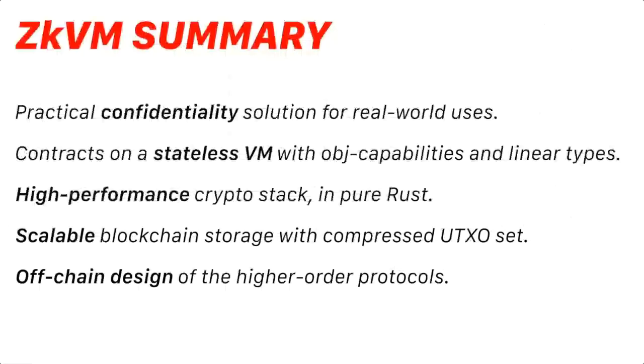We have covered a lot, so let's summarize. zkVM is a blockchain protocol with a practical confidentiality solution for real-world requirements. Its smart contract architecture is based around a lightweight stateless VM, where contracts follow the object capabilities pattern and assets are native linear types. The cryptography that we need is implemented in pure Rust, cleanly and with record-breaking performance. The design is scalable, transactions are compact, fast to create and verify, and the blockchain storage is compressible. The complexity of the higher-order protocols lies off-chain, removing unnecessary load from the nodes and making the core protocols simpler.